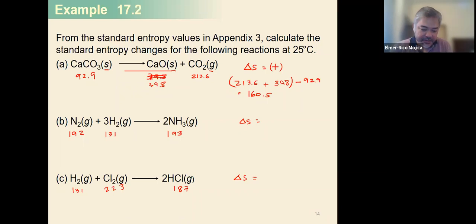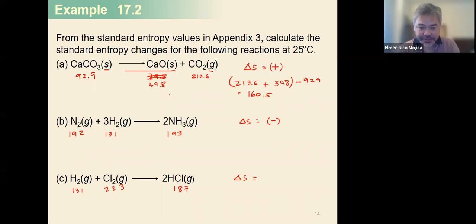Okay. Now, how about the second one? Can you predict if the delta S value is positive or negative? The answer is yes. And if you're going to look at this, there's what? Gas, so that's 4. And then you have 2 here. So that means the delta S that you get here is negative. From 4 substances, you're just going to have 2.